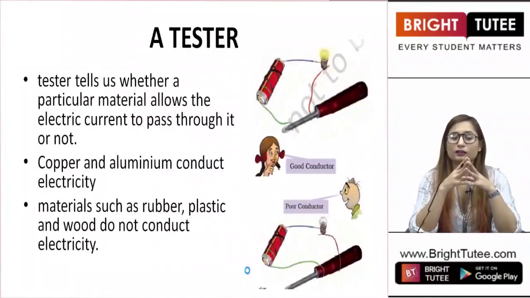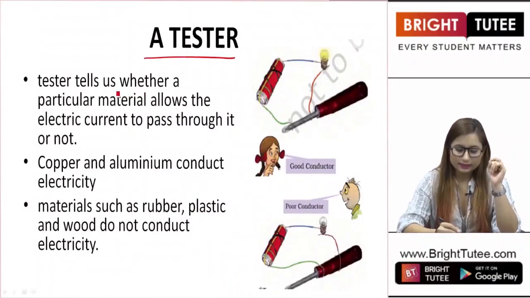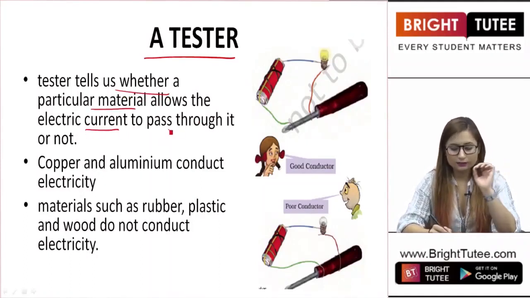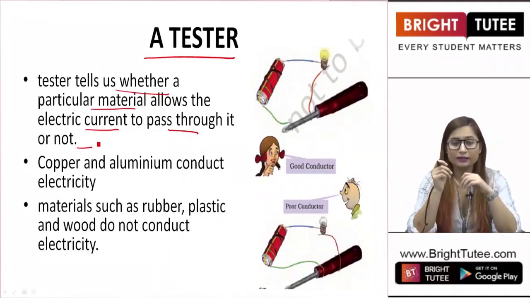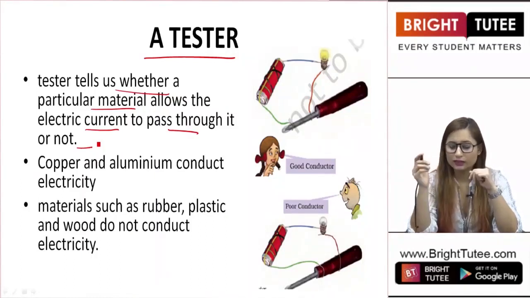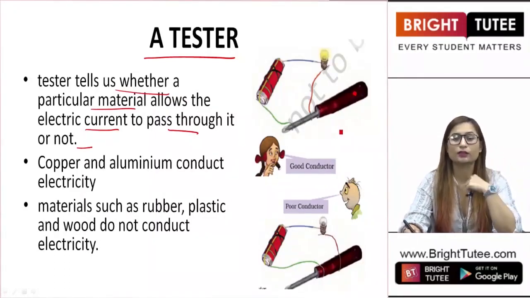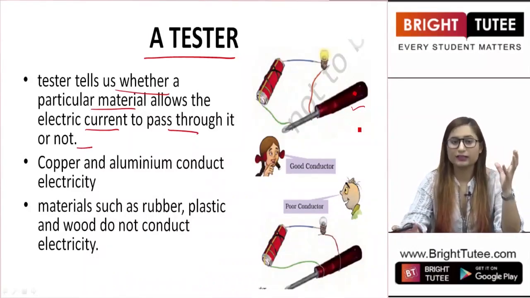Students, till now you must have known what a tester is, but let us recapitulate a little bit. A tester tells us whether a particular material allows the electric current to pass through it or not. Sometimes your parents call an electrician and he puts a tester into the electrical switch to test whether the switch is working or not. If it is working, there is a bulb inside the tester that glows. So this is how a tester tells us whether the electrical appliance or the electrical switch is working or not.